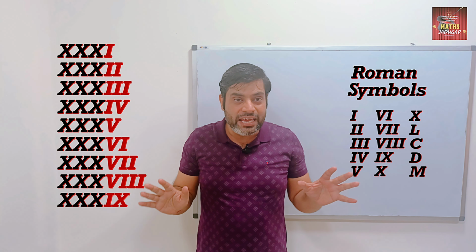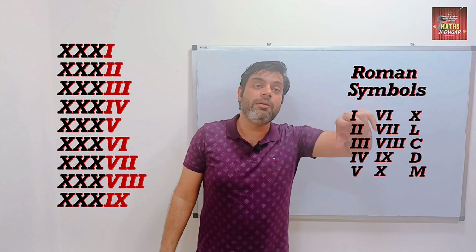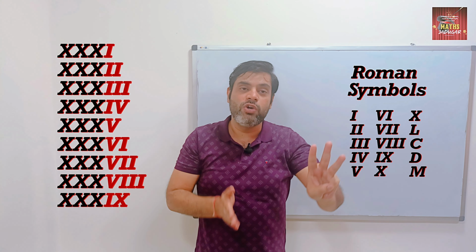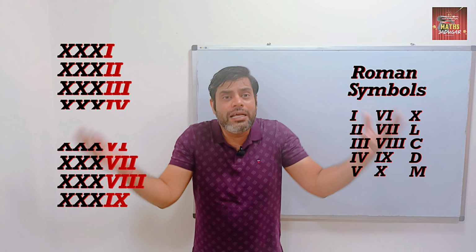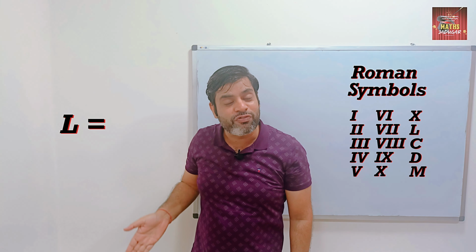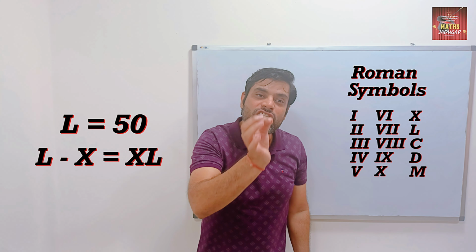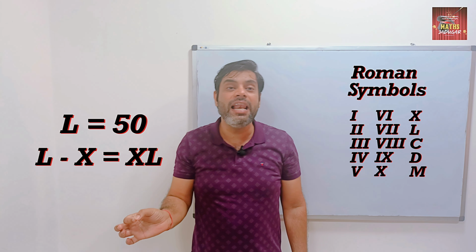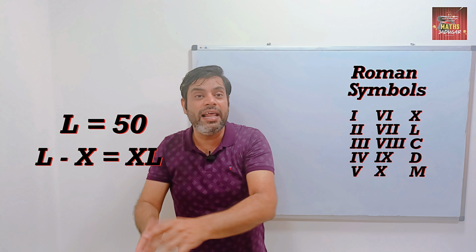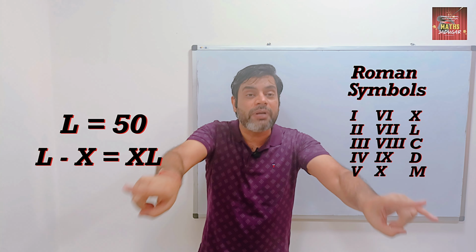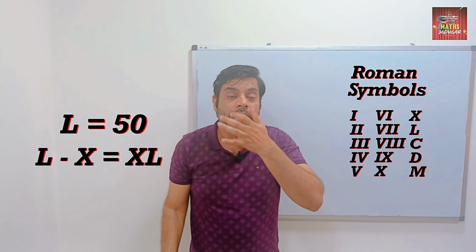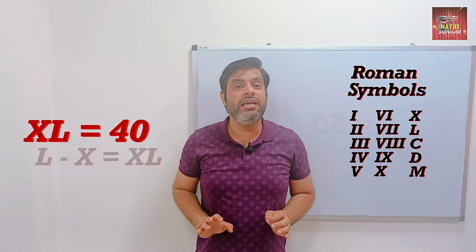So till 39, I won't face any problem because I can repeat X 3 times. For 30, 1 to 9, I can read. For 40, I need a new symbol. That's why they have L for 50. And 50 minus 10 is 40, XL. Subtract X from L. Write X before L for subtraction. Smaller symbol before the higher symbol, my dear friend.